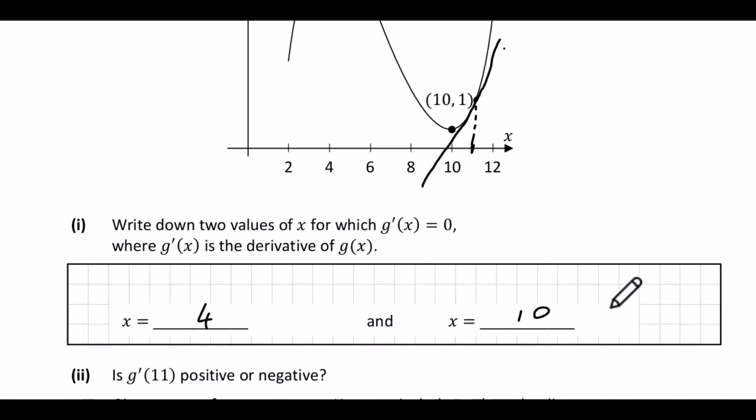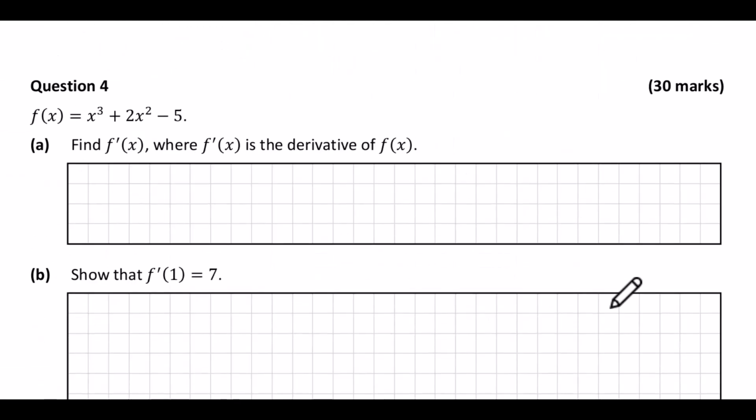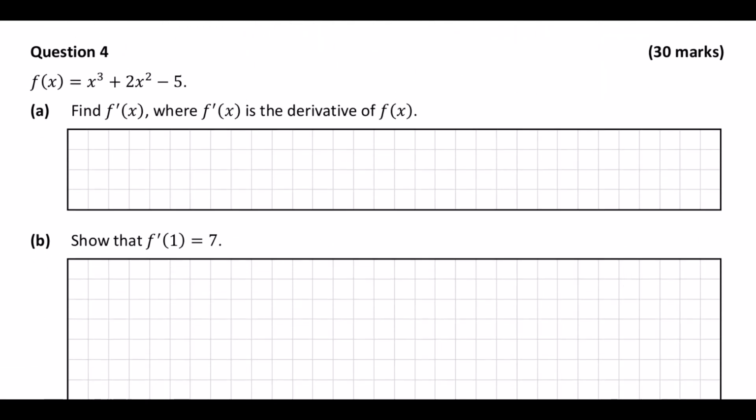Okay, so let's have a look at the next question then. This is question 4. So f of x is equal to x cubed plus 2x squared minus 5. Find f prime x, where f prime x is the derivative of f of x. So if we have f of x is equal to x cubed plus 2x squared minus 5, then f prime x is then going to be equal to 3x squared.